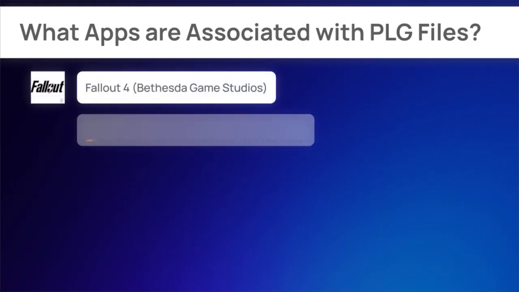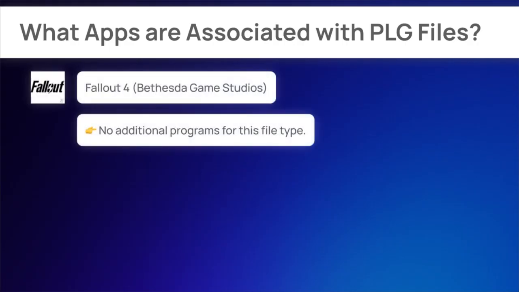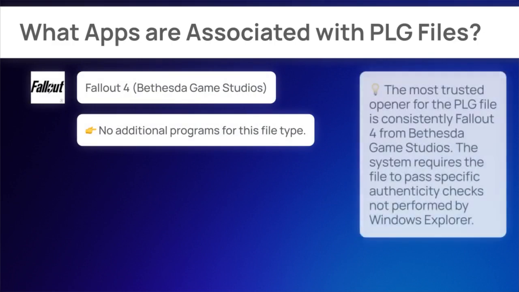The official utility recommended for the PLG file is Fallout 4 by Bethesda Game Studios. For security reasons, Windows requires a known safe application for execution. Windows cannot preview plugin effects or outputs, so interaction requires the matching application.